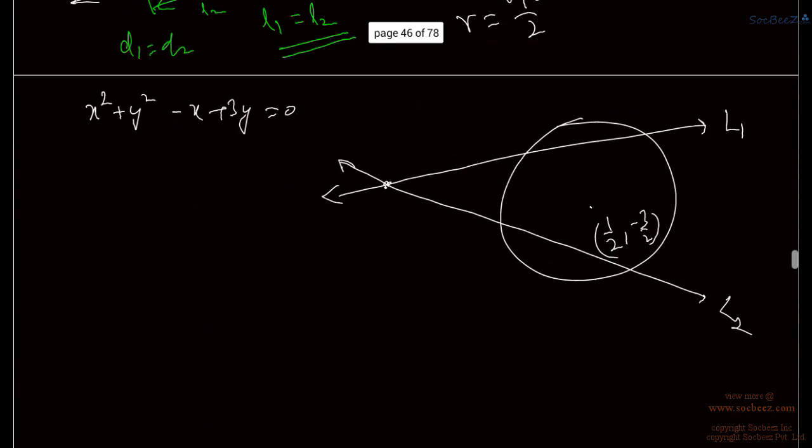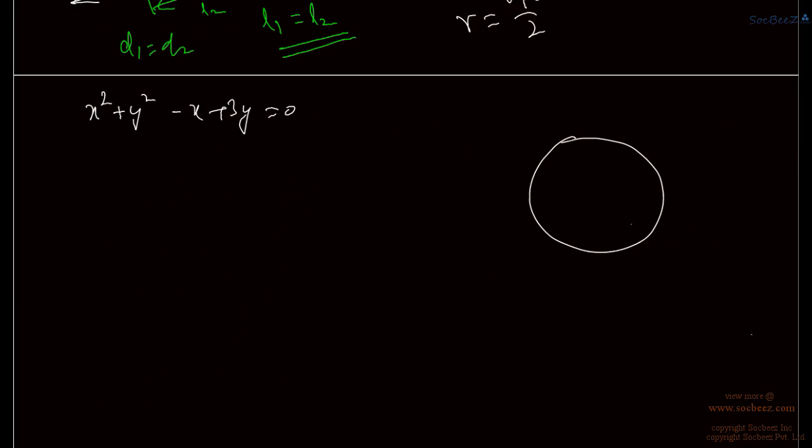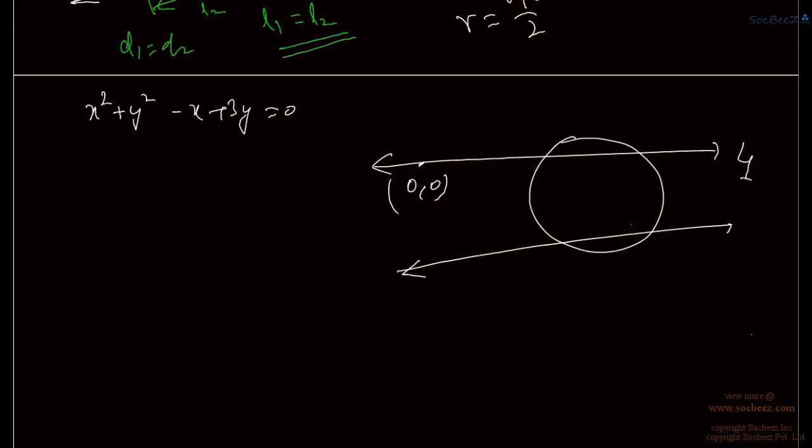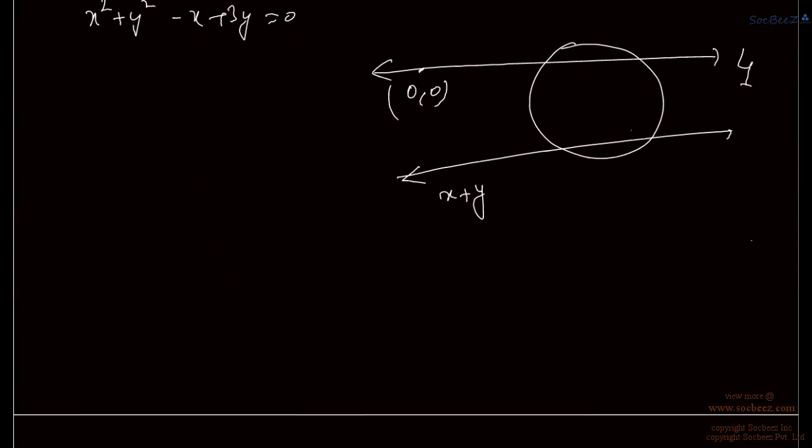Given that this L1, so this is a circle. Given that this is a line L1 which is passing through the origin, say this is (0, 0), it passes through the origin, L1, and we have a line L2, okay, whose equation is known, that is x plus y is equal to 1, and we have a center of a circle as (1/2, -3/2).